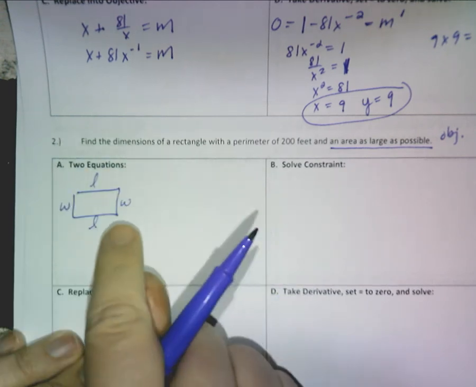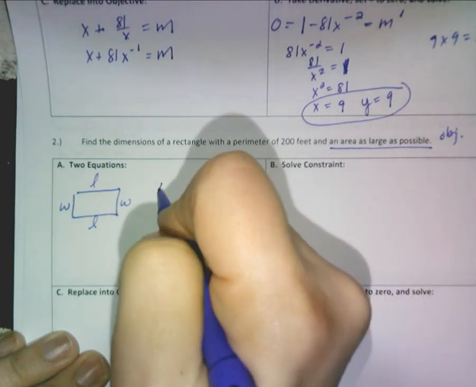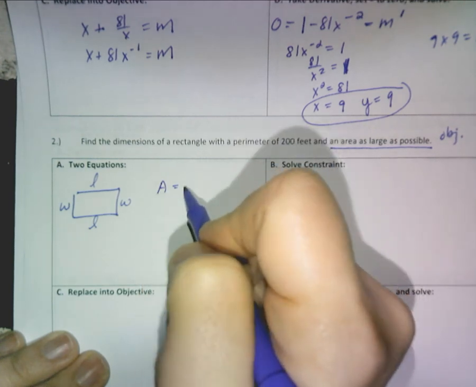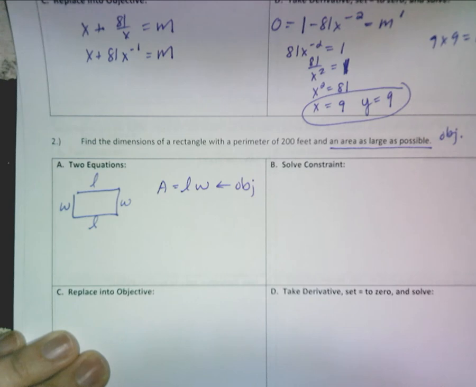How would you write the objective formula? What would the objective formula be? So yeah, for area, you could write max. Some people write M here, but I'm just gonna write A equals LW. That is my objective. My objective is to find the largest possible area.